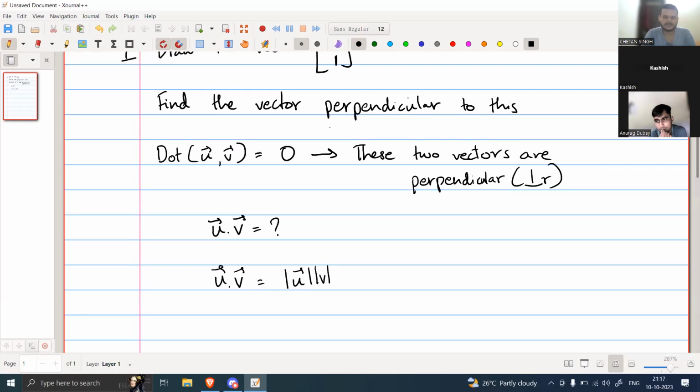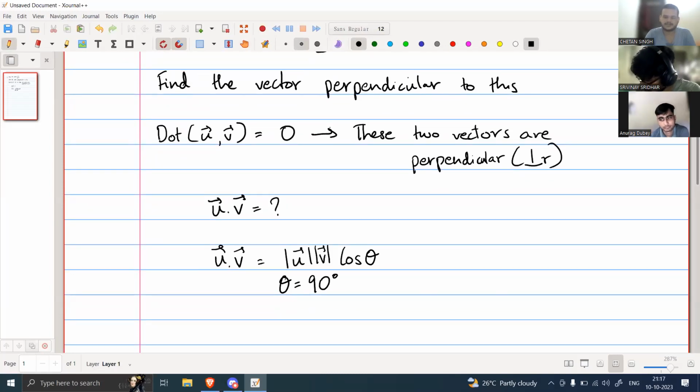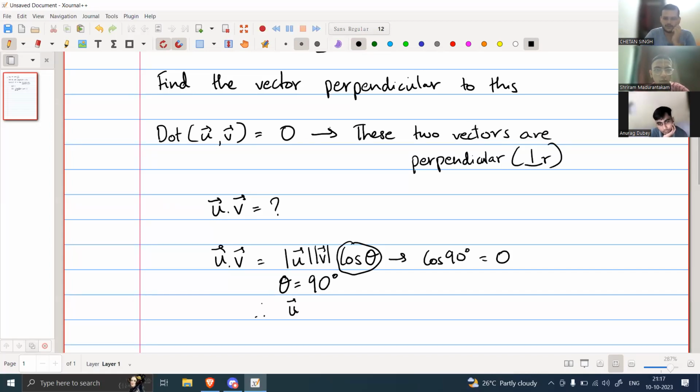So when theta is 90 degrees, the angle between them, your dot product would be 0. Exactly. So when theta is equal to 90 degrees, what happens? Cos theta is 0. Cos 90 is 0, right? So cos 90 is 0, then your dot product is also 0. So now we've seen why we use this property and how we've come to it. Now we'll try to find a vector that is perpendicular to the vector 1 comma 1.